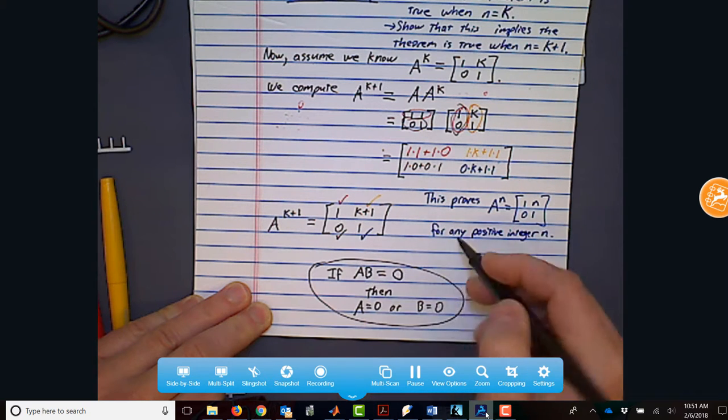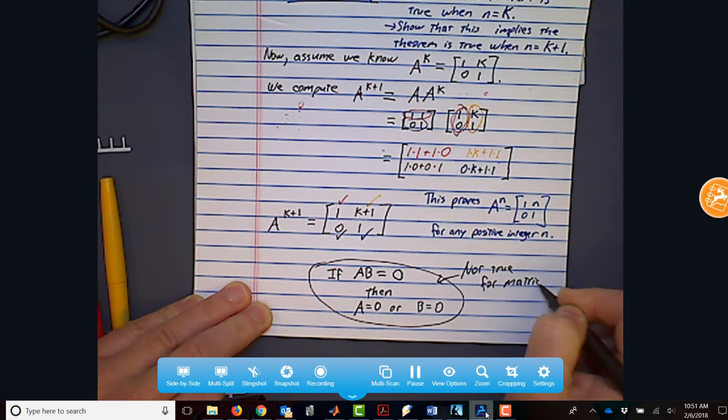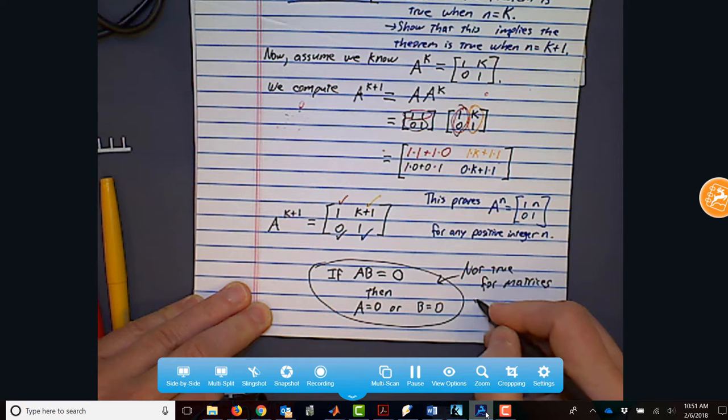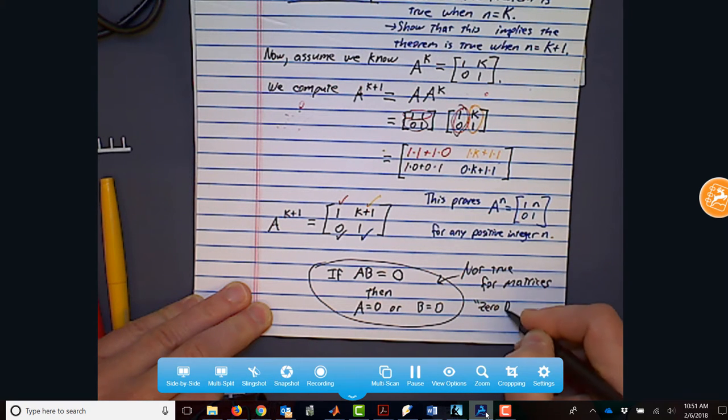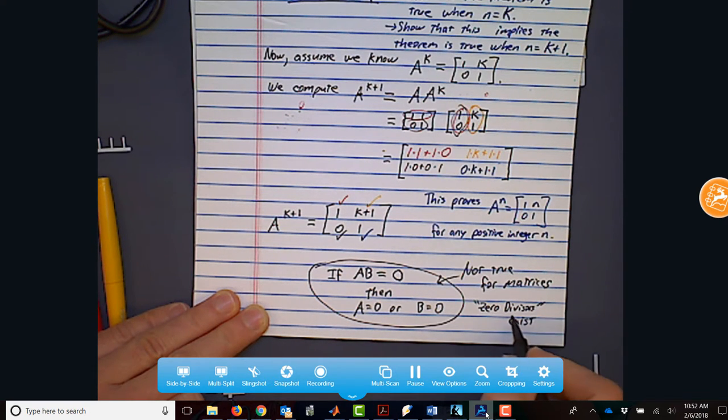This property is not true for matrices. In the mathematical term, we say that 0 divisors exist. You could have things that multiply to give you 0 where you don't have one of them being 0. So in the example I just showed you, B times B. Zero divisors? Yeah, they're called 0 divisors. I don't think that word's in your book, but that's the name typically used for them.